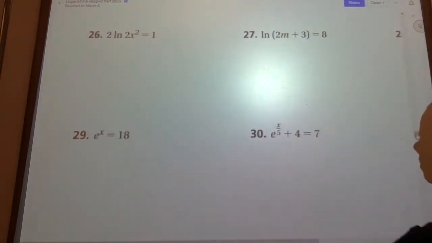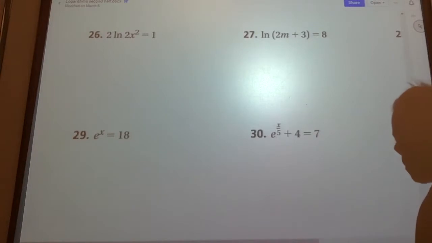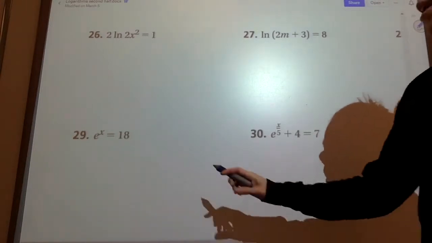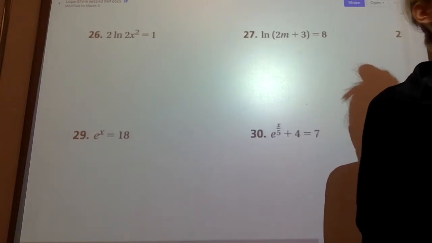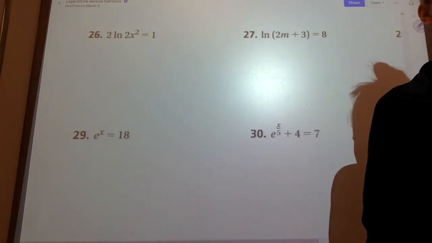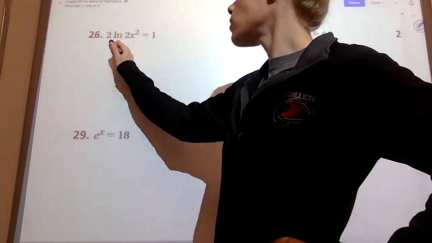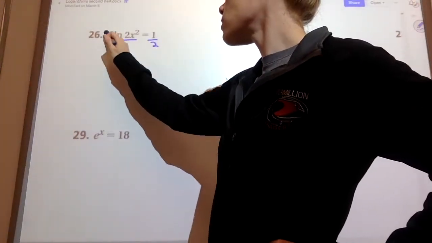Let's move down to number 26, because I think you guys are getting the grasp of this. What would I have to do first on 26? I'd have to divide by 2 first. You have to get the natural log by itself. So I'd want to divide by 2 first. That's gone.